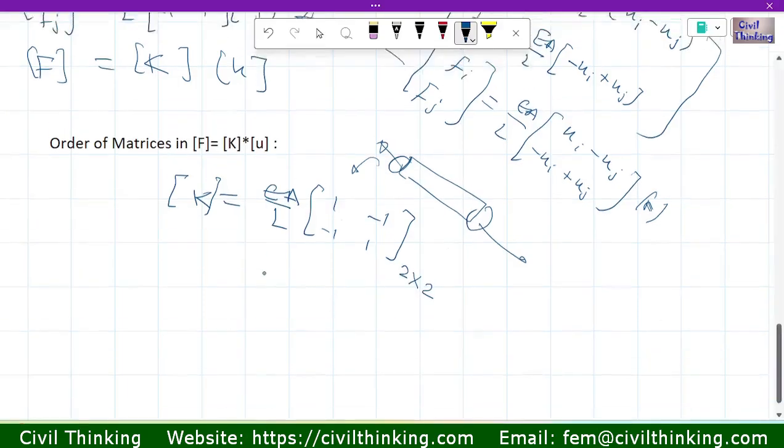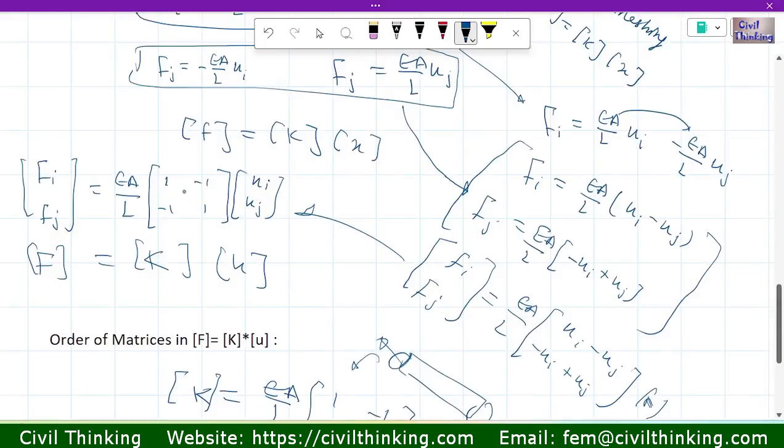Now again, if I talk about this, this is 2 cross 2, right? Here, this is our displacement matrix, ui and uj. How many rows are here? 1 and 2. 2 cross how many columns? Only 1, right? 2 cross 1. Now this load matrix, how many rows are here? 1 and 2, cross how many columns? Only 1, okay?